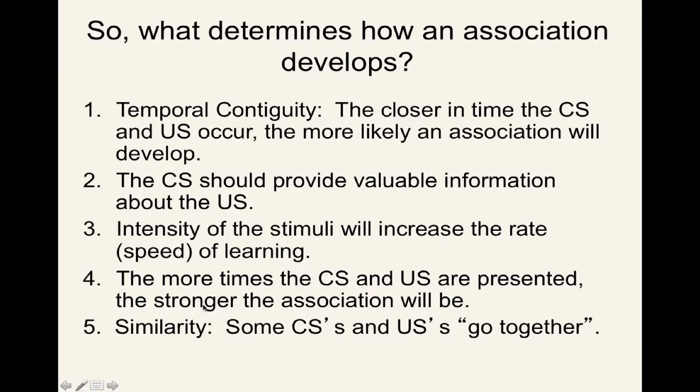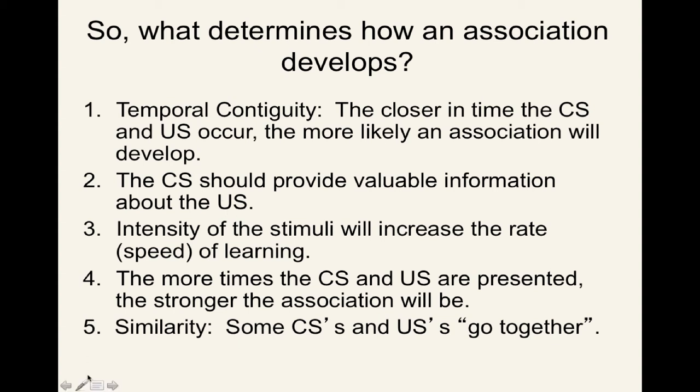So what determines how an association develops? We'll see that it's a little bit different than what Pavlov originally assumed when he did his early studies with the dogs and the meat and measured their salivation. So we have these 5 general principles.